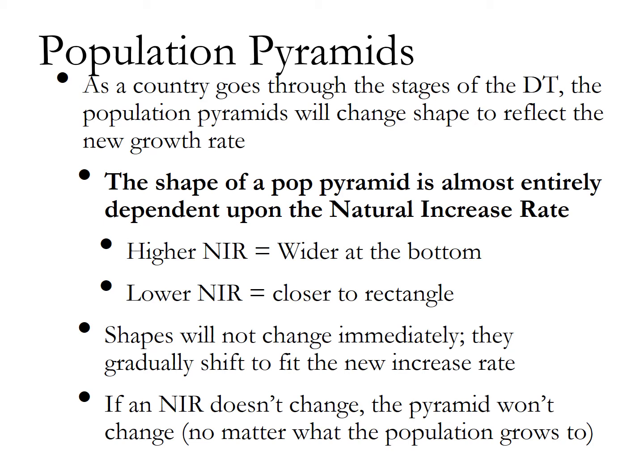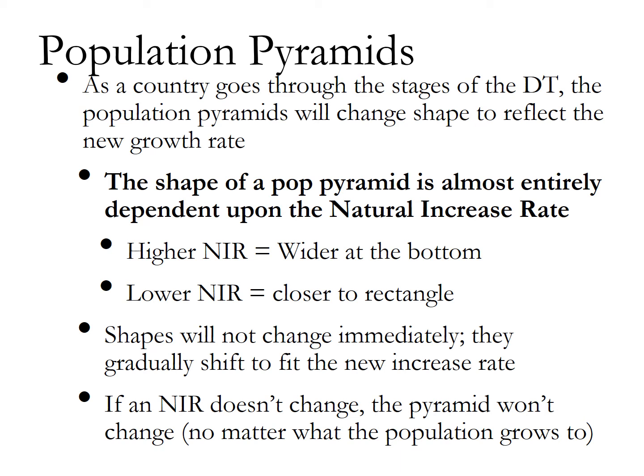So remember, as countries go through the demographic transition model, it changes shape. The only thing that changes the shape of a population pyramid is its natural increase rate, right? If you have a high natural increase rate, lots of births, it's going to have a wide bottom. If you have a lower natural increase rate, you're going to be closer to that rectangle.